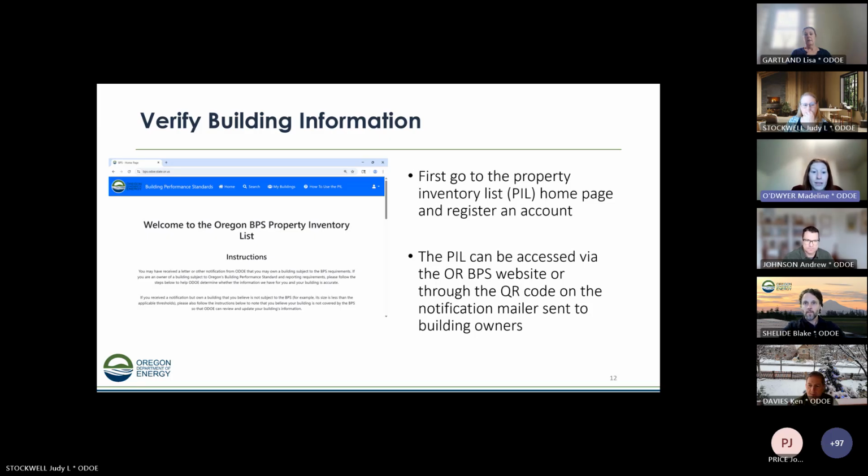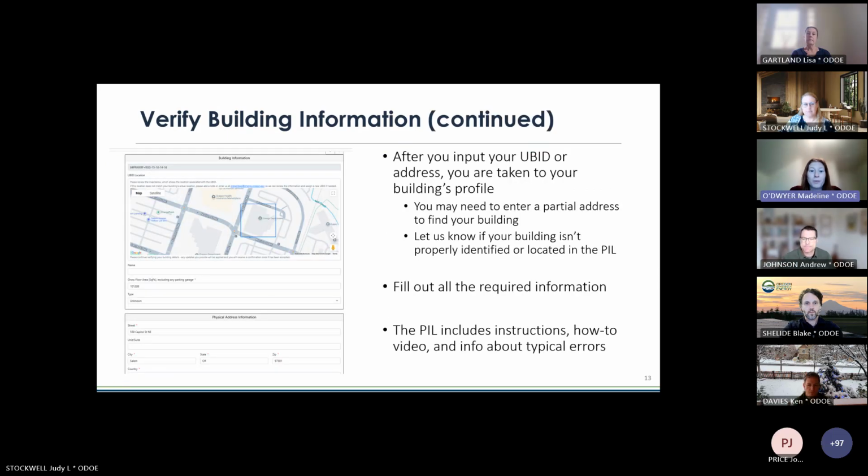So, verify your building information. On the screen here, on the left-hand side, is a screenshot of what our property inventory list looks like. You'll see that immediately there's instructions on the front page, but also there on the top right is how to use the property inventory list, which has more written instructions as well as a video that takes you through. This site is what you'll use to register and submit some building information. Next slide, please.